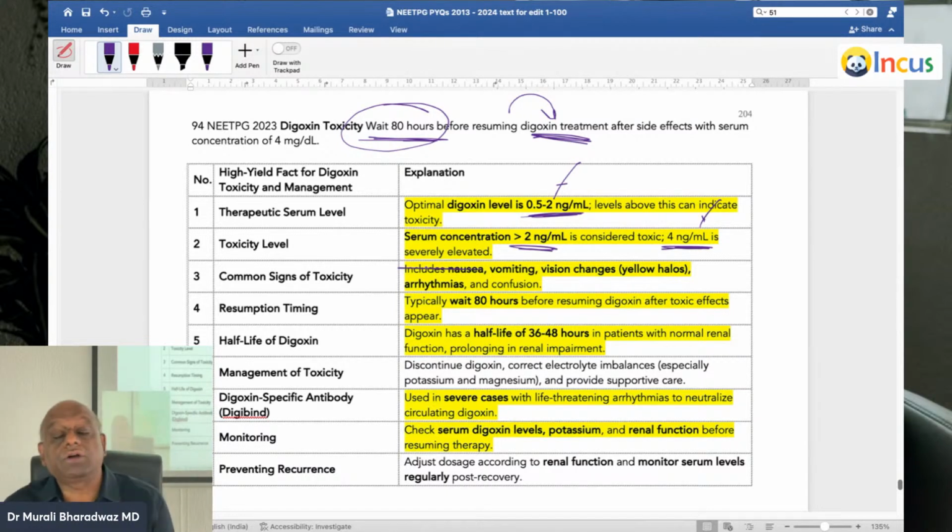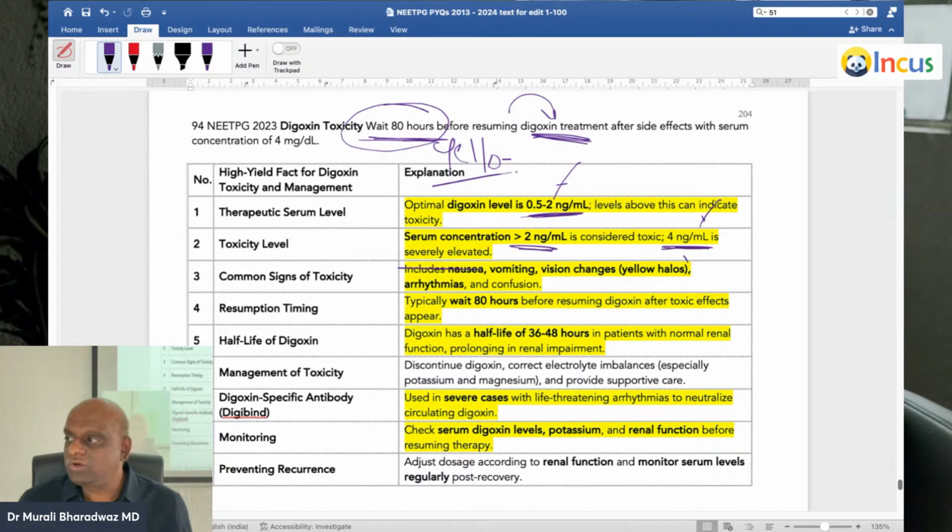And whenever digoxin toxicity occurs, predominantly the side effects will not be in the heart. They will be there in the gut. That's the reason for nausea, vomiting, vision change. What kind of vision change? Yellow color of the vision. Xanthochromia will be there. And what kind of arrhythmias will digoxin cause? Yesterday I told. PATs. Paroxysmal atrial tachycardias will be there.